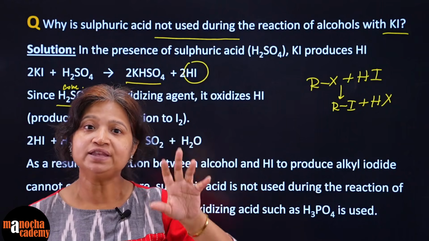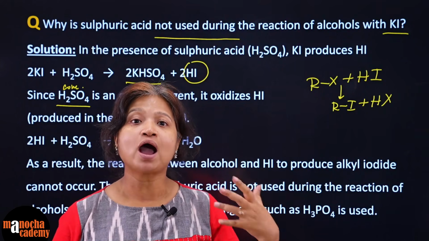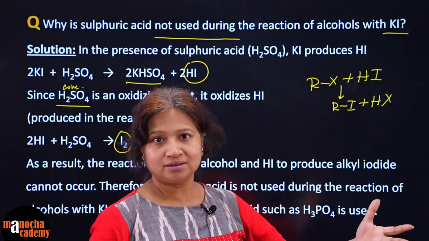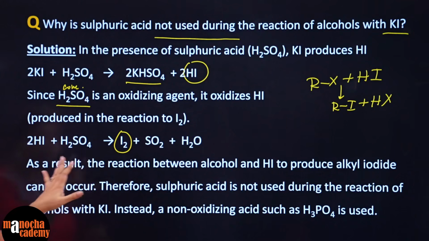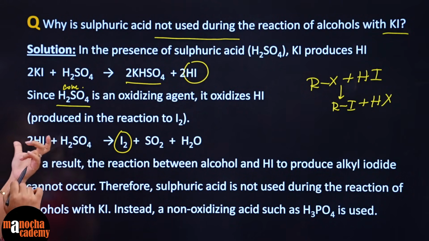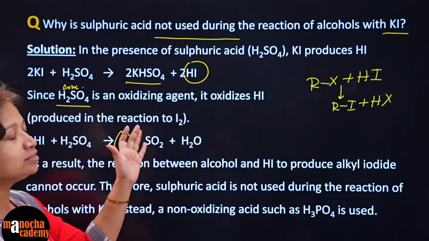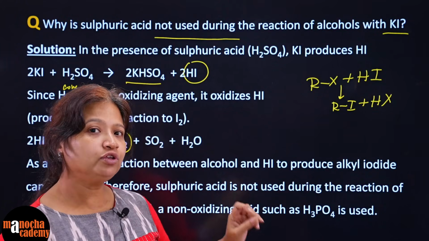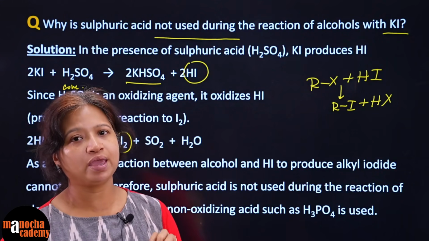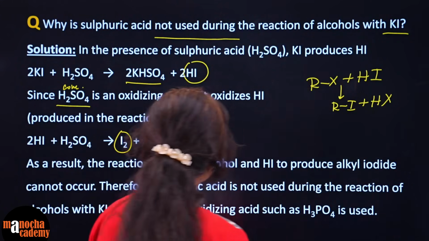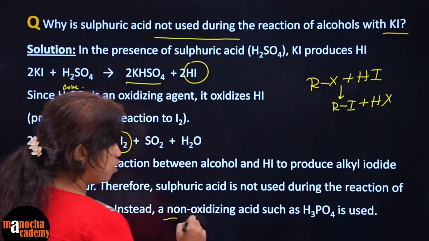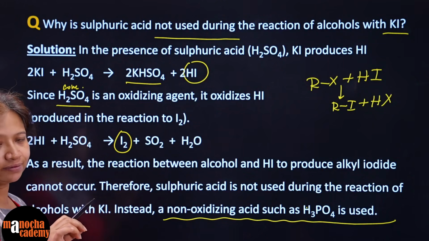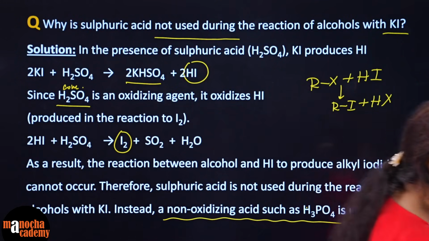So you needed HI for the reaction with ROH. Instead, that HI that we need is converting itself to iodine. Thus the reaction to form RI is failing. So as a result HI is actually getting converted to iodine, and the reaction to form RI doesn't happen at all. So that's the reason why we don't use KI and concentrated sulfuric acid to prepare RI. Now instead of that, what do we use? We use a non-oxidizing acid like H3PO4 and not concentrated sulfuric acid. So that's the answer.